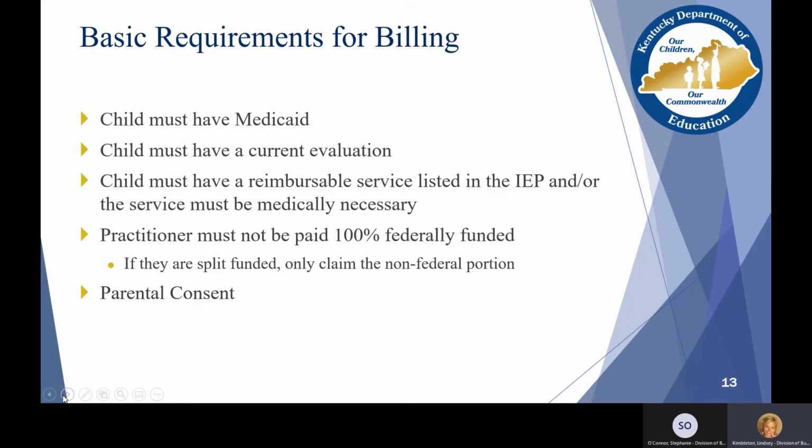So, basic requirements for billing. A child must have Medicaid in order to be able to bill for any of these services. A child must have a current evaluation, and a child must have reimbursable services listed in the IEP, and/or services must be medically necessary if you're participating in the expanded access program. The practitioners cannot be paid 100% federally. If a practitioner is being paid 50%, you can still bill for them, but you cannot bill for a 100% federally funded practitioner. And a child must have parental consent in order to bill for Medicaid services, for any kind of services.